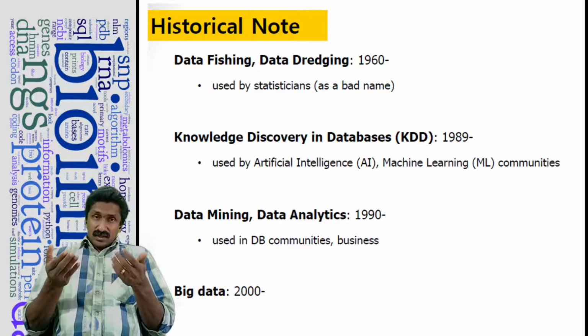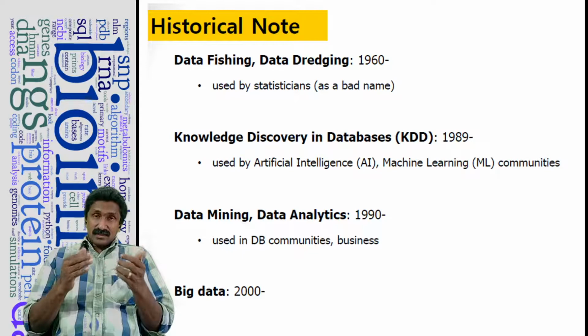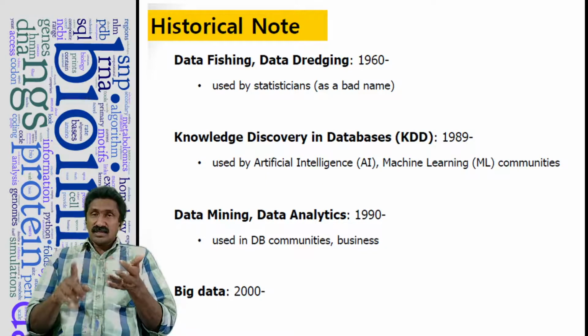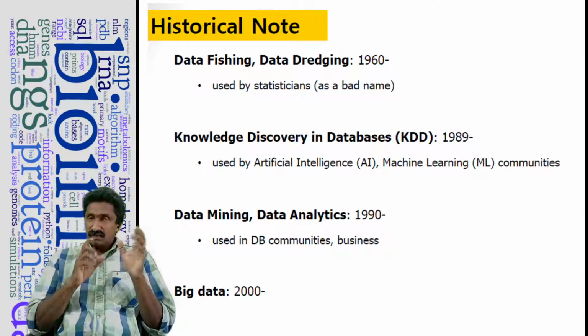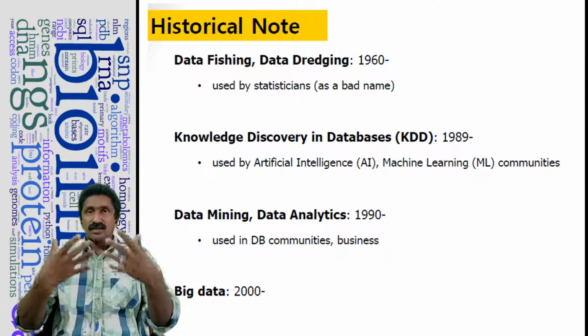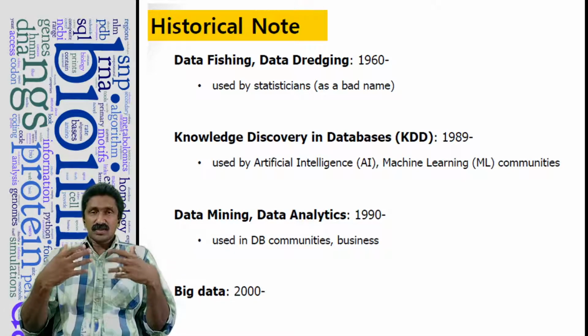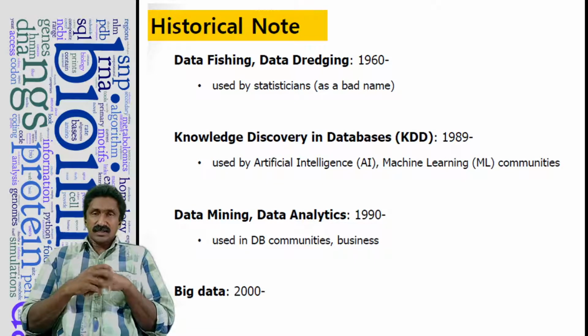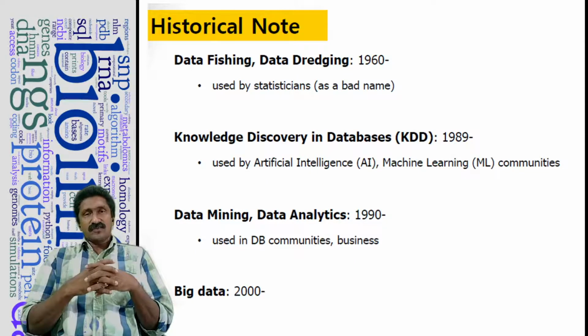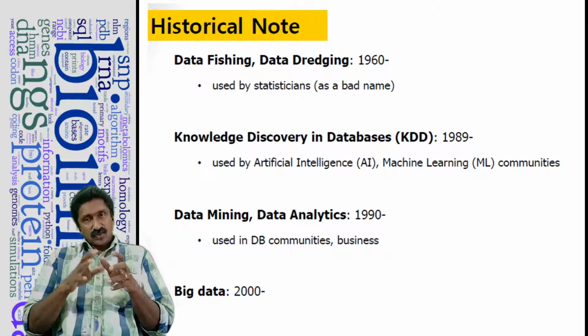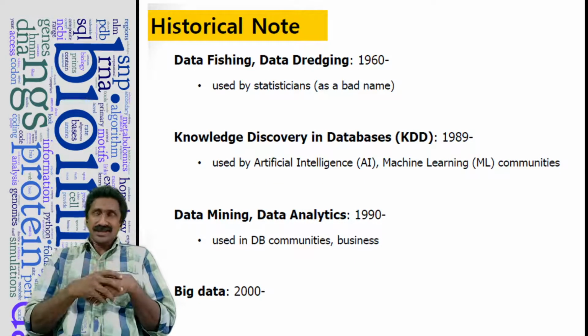Knowledge discovery in databases started in 1989, and it was used by artificial intelligence and machine learning communities. For developing artificial intelligence and machine learning concepts, they require knowledge discovery in databases. They need to analyze the data and teach the machine, or the machine needs to understand the patterns available in the data so that it can perform something. So pattern recognition, or knowledge discovery in databases, is required for artificial intelligence and machine learning. That started in 1989.